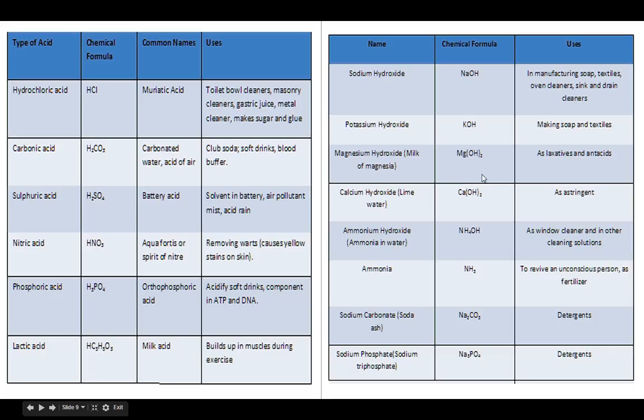Magnesium hydroxide, this is used as laxatives and antacids. So if you are having heartburn and you take an antacid, you are actually ingesting a degree of magnesium hydroxide. Okay, if we go down to ammonia, NH3, this is what you would use to maybe revive an unconscious person. You'd put it under their nose, like those smelling salts that they use. It's also used as a fertilizer. And then other things such as sodium carbonate and sodium phosphate. These are used in detergents.